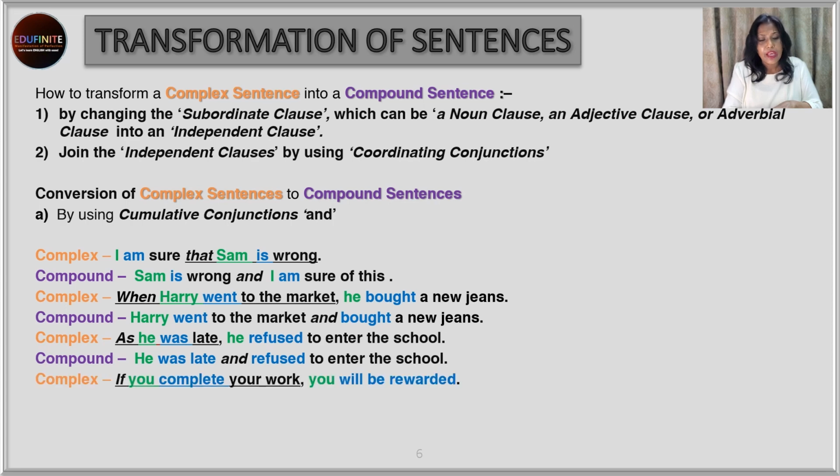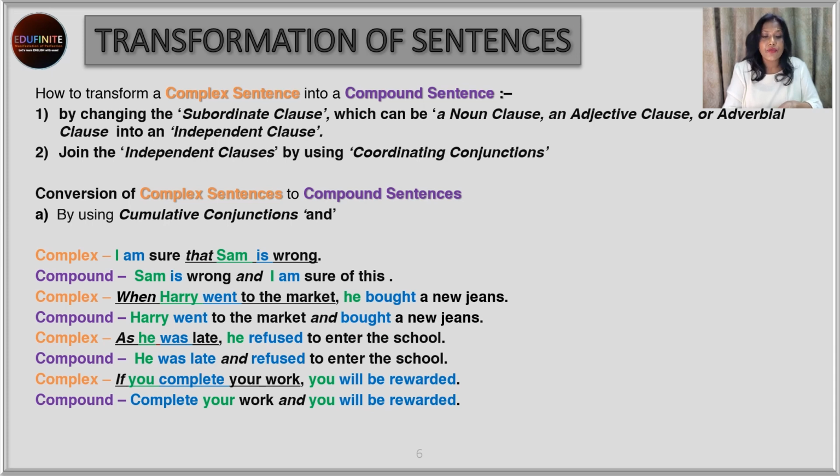The next one. If you complete your work, you will be rewarded. So if you complete your work is a subordinate clause and you will be rewarded is an independent clause. Now to turn it into a compound sentence, we remove the subordinate conjunction if and we write complete your work. Okay, complete your work and you will be rewarded.